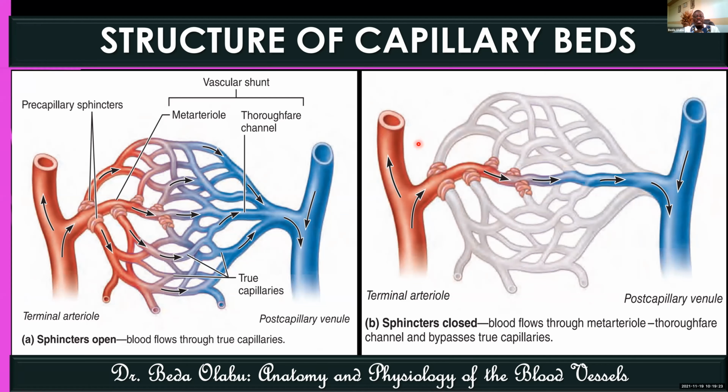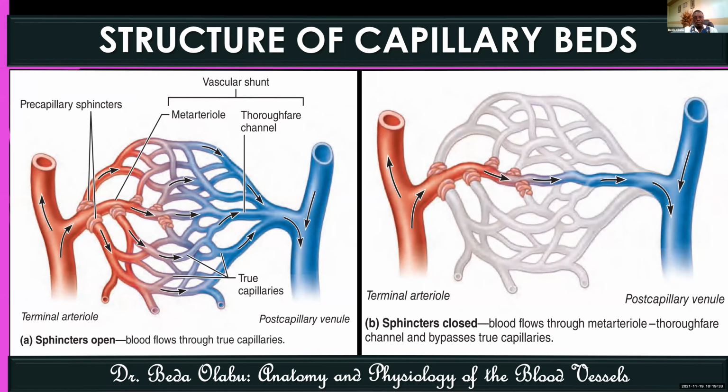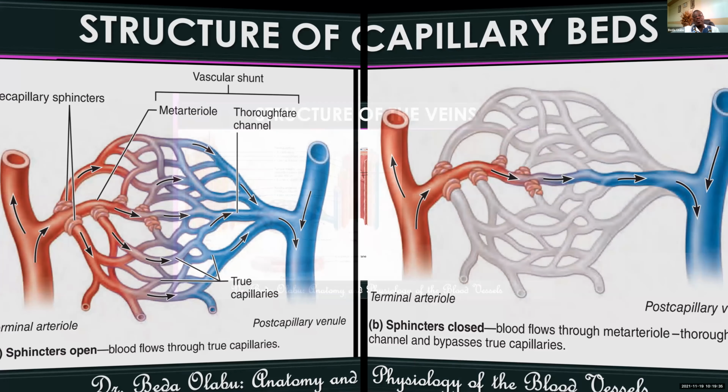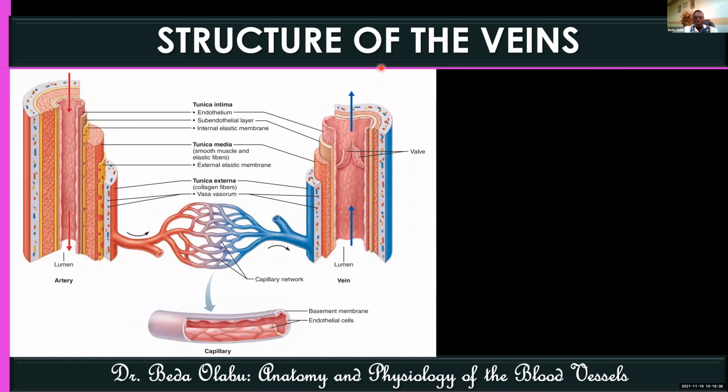All right, so that's the structure of capillary beds. The role of the precapillary sphincters is to control blood flow to an individual organ. That's the structure of capillaries. Now let's talk about the structure of the veins.